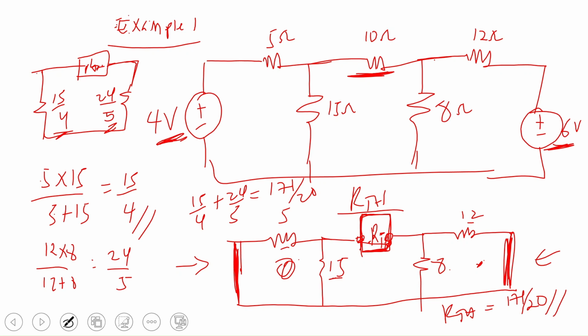So we are done. The next thing is to find VTH. So now let's find VTH. In finding VTH, I'm done with this circuit, because it was just for RTH. So in finding VTH, I'm coming back to the question and I'm going to remove the element and find VTH there. So let's look at that.